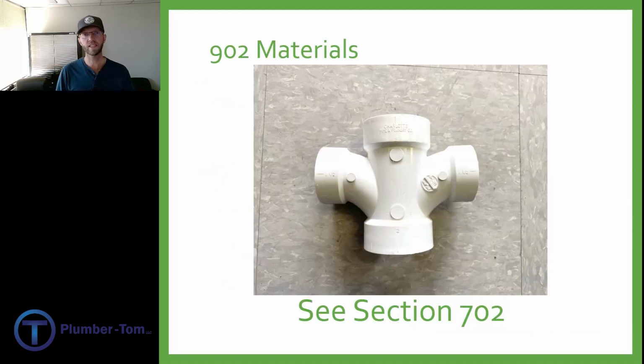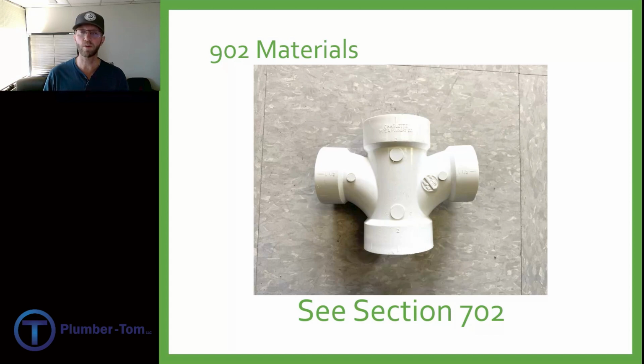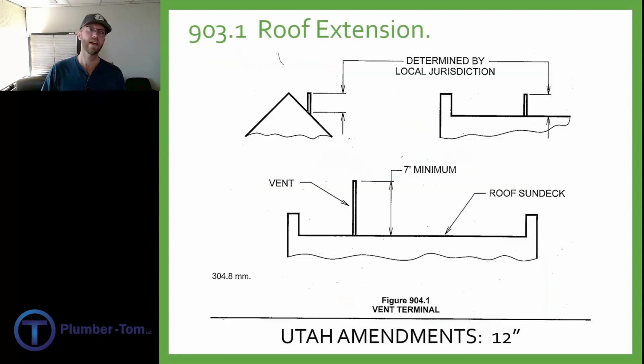When it comes to materials, we don't need to redo that. We've already covered that in chapter 7. So they say 902, materials, just go look at 702, and you'll know all of the types of materials that you can use for above ground, for below ground, for whatever's necessary. It's the same stuff. 903.1, we look at roof extensions.